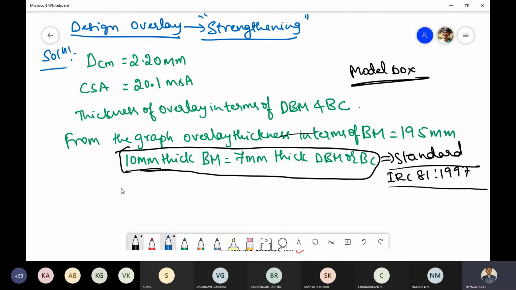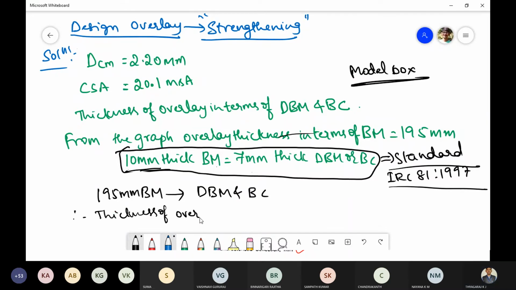Now we have got 195 mm BM. So we have to convert this to DBM and BC. Therefore, thickness of overlay is equal to 195 into 7. How much are you going to get? Check it. That is 0.7. Not 7, 0.7.